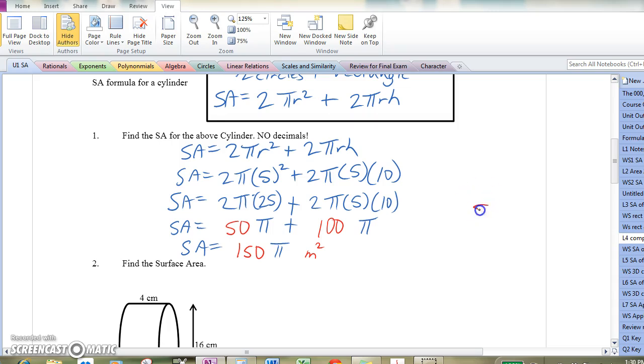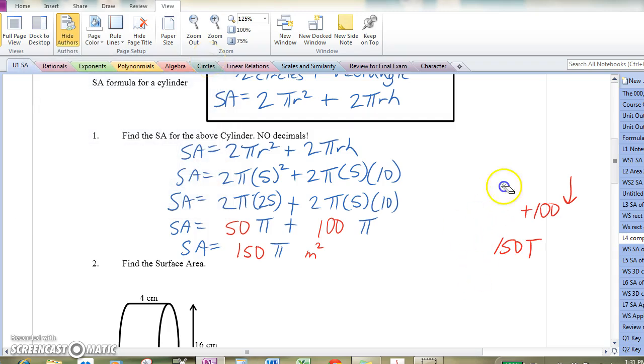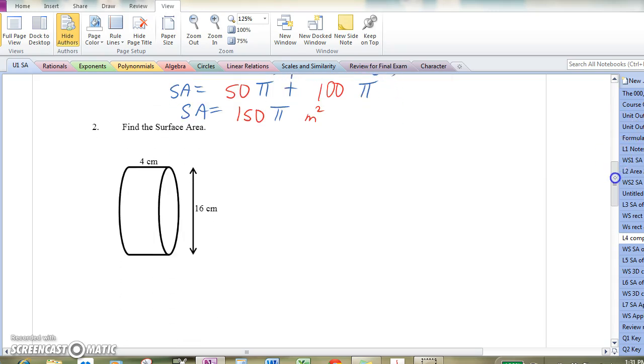One thing to note, if I had 50 pi plus 100, that does not equal 150 pi. Okay, if there's no pi, you can't add it together. You'd have to go to your calculator and get a decimal and go 50 times pi plus 100. Okay, so make sure you're not doing that, and you're going to see that on shapes more tomorrow. You must have pi and pi to add pi. Only pi's make pi. Okay, that's pretty pieful.